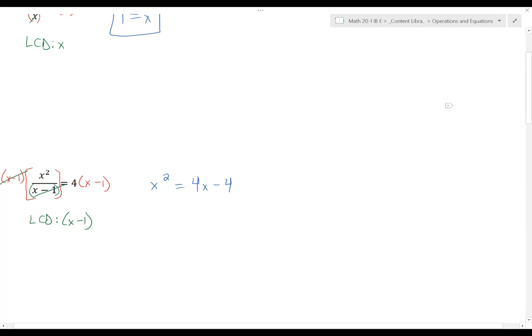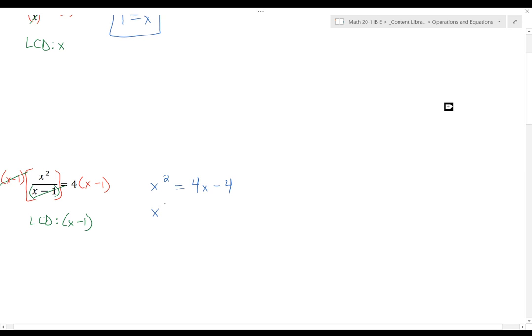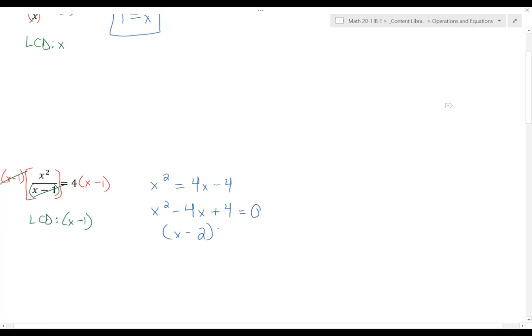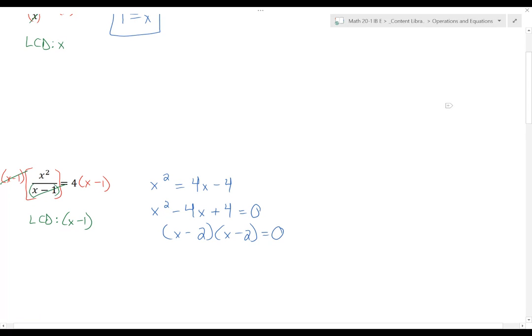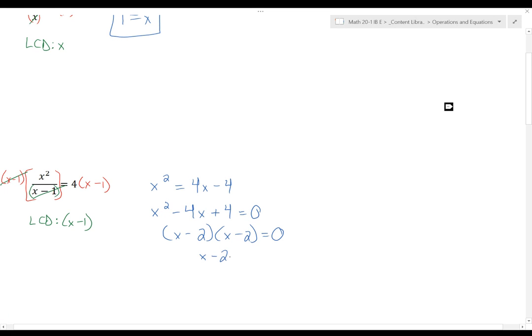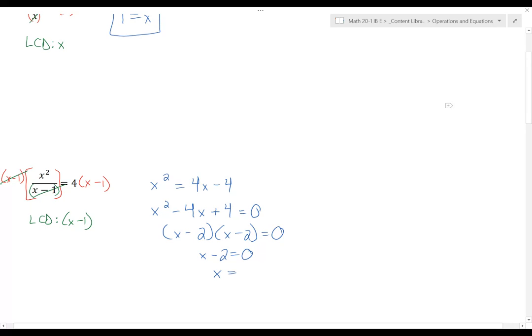So this is a quadratic equation. So I bring everything over to one side so that it is equal to 0. I get a perfect square, actually. So this becomes x minus 2 times x minus 2 equals 0, which obviously, if the product of two things equals 0, or you can think of it as x minus 2 squared equals 0, either way, x minus 2 has to equal 0, which means x equals 2.